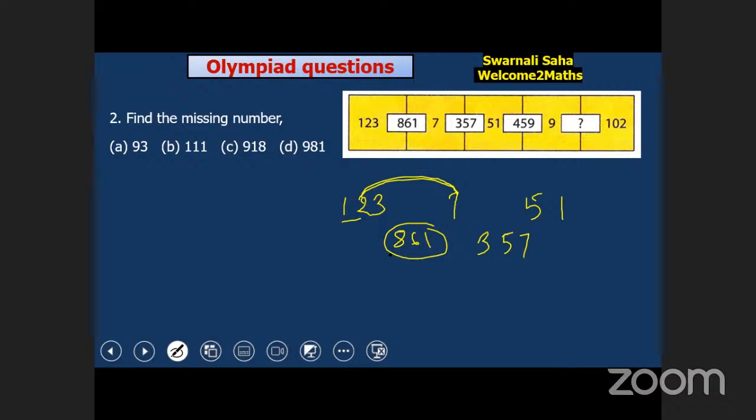So there must be a relation of multiplication, because the number is 861. If it were a smaller number, we would have to do it another way. So we multiply 123 into 7, and it is 861 here. The same way, for the last two, we multiply 9 and 102, and it would be 918. Fine? Did you understand? Any questions? Next question.